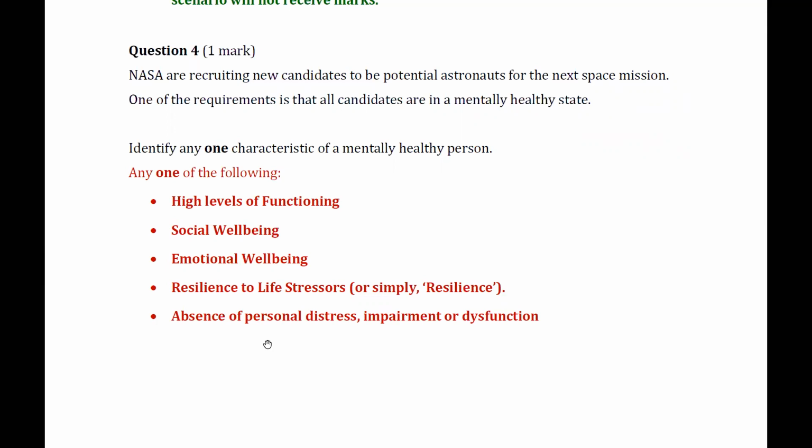So these are the characteristics we can talk about. You can talk about high levels of functioning. You can talk about social well-being. You can talk about emotional well-being. You can talk about resilience to life stresses, or even if you simply said the word resilience, that was also accepted in last year's exam.